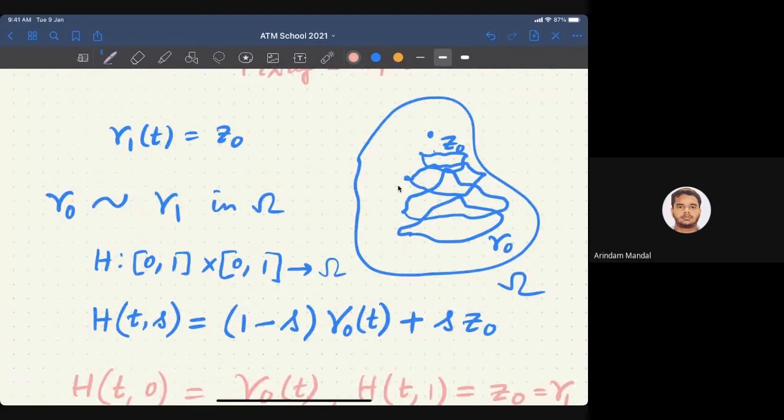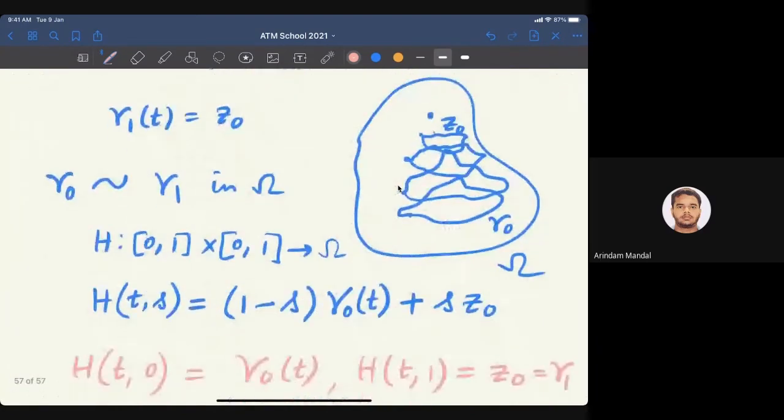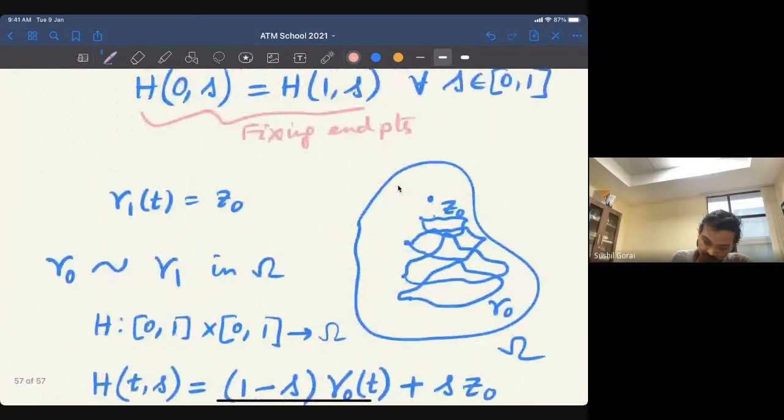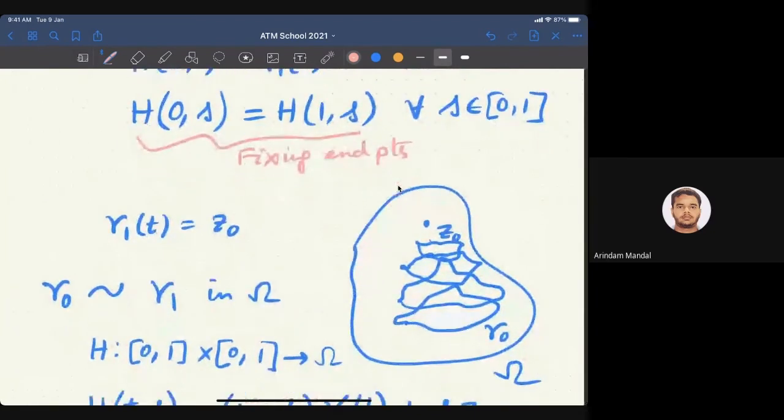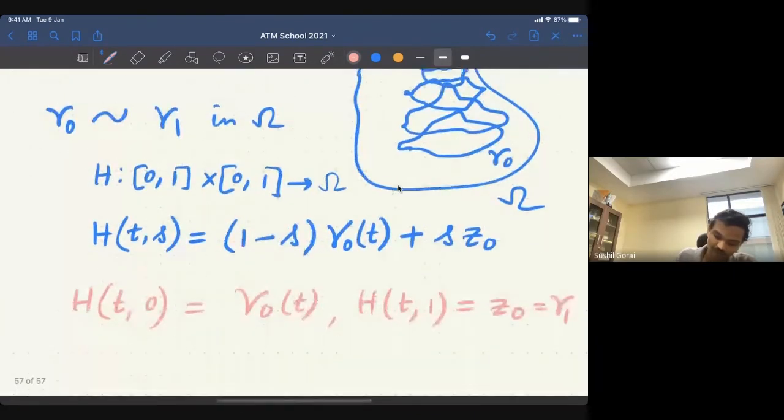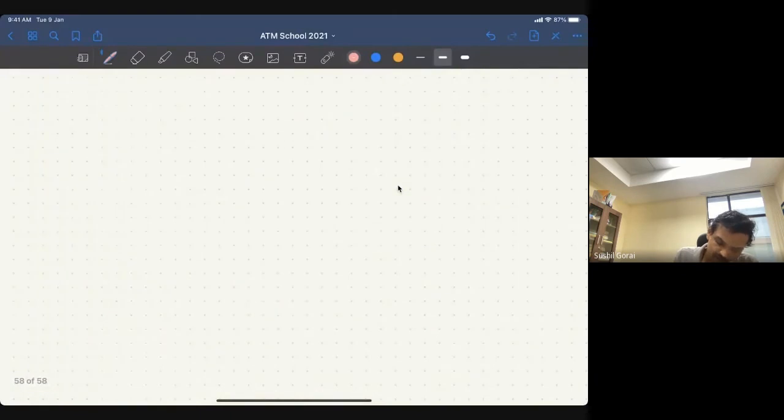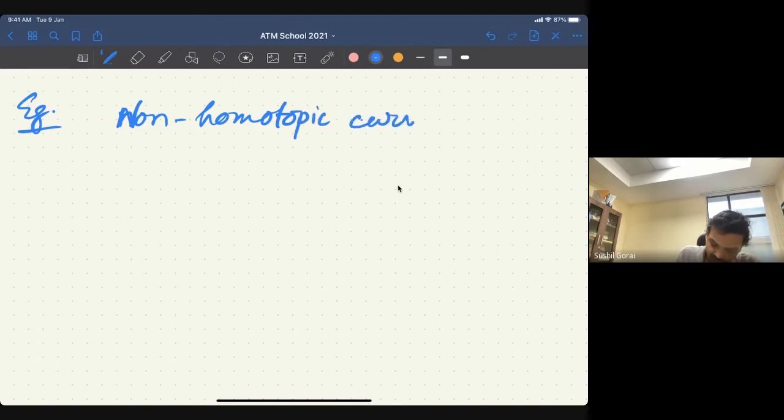So sir, for any gamma naught and gamma 1, can we give this kind of H map? No, it's not always true. So for example, here example 2, non-homotopic curves. So let's consider an annulus.